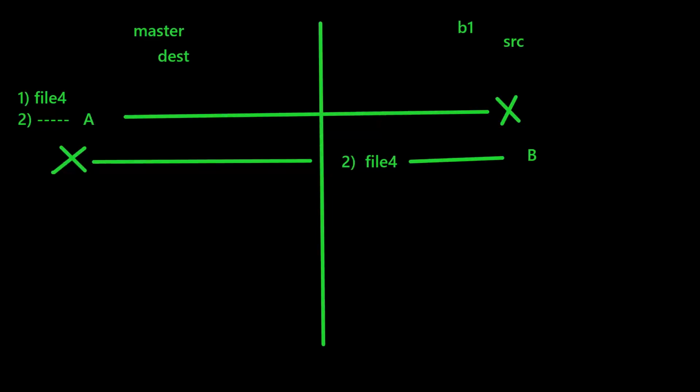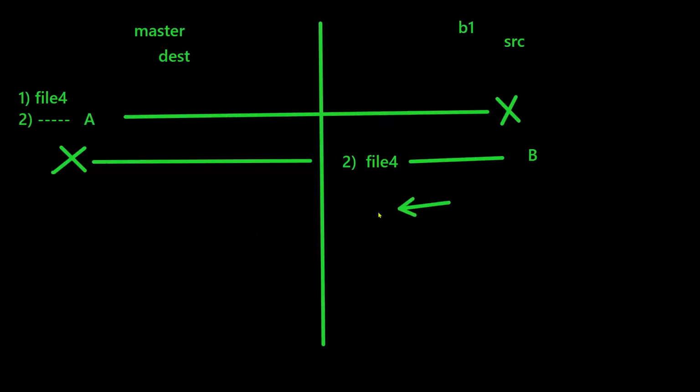Now what are we doing? This is the first step, created a file. Second step is we have created a file on B1 branch. Commit ID is B. Now I want to merge.